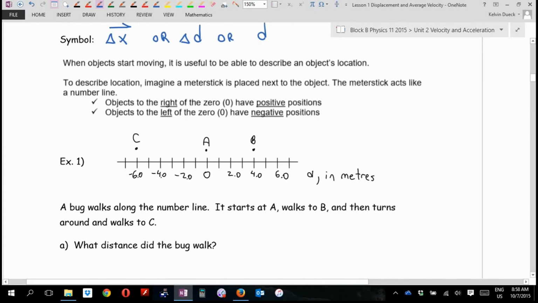When objects start moving, it's useful to be able to describe an object's location. So to describe a location, use your Sesame Street imagination to imagine that there's a meter stick placed next to the object. The meter stick acts like a number line. Objects to the left of 0, we're going to call negative, and to the right of 0, we're going to call positive. Right is that way for you guys on the screen. Yeah, to the right of 0 is positive. Objects to the left of 0 are negative.